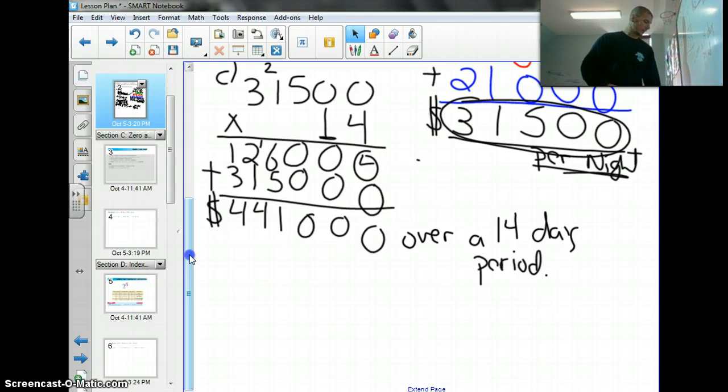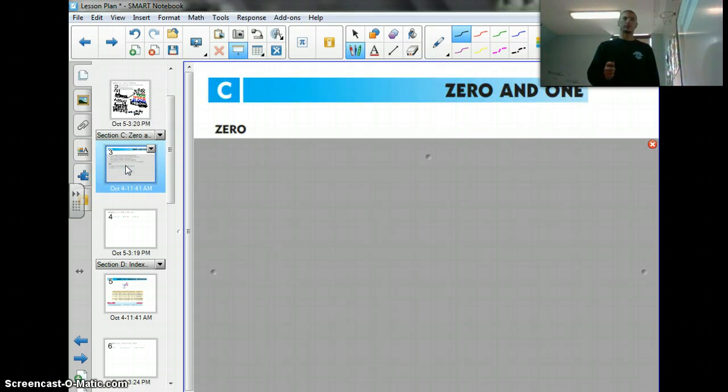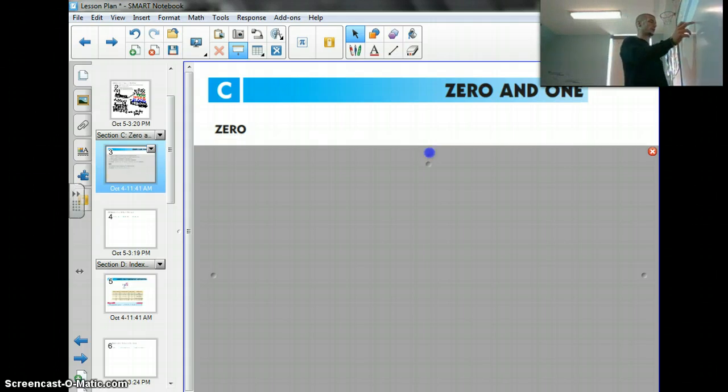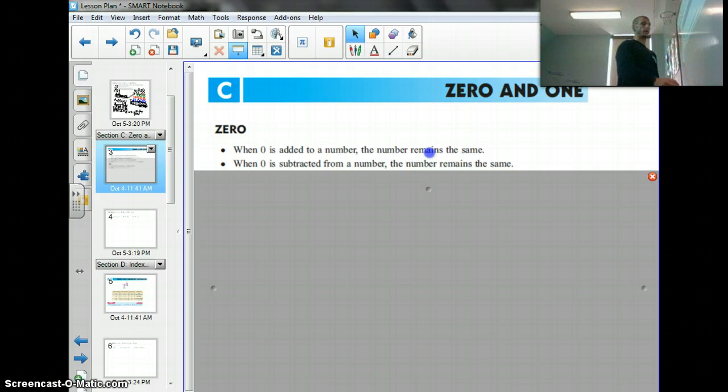But what I'm going to do right now is a brief lesson on 0 and 1, which is section C. Now, section C is the first new topic that we're going to be dealing with, but I'm confident that this topic is going to come to us relatively quickly. First is 0. 0 is a special number, okay? When you add 0 to any number, we know that the solution is going to be whatever number you started with. And the same is true when you subtract. So if I take any number and I subtract nothing from it, I'm going to have the exact same number.